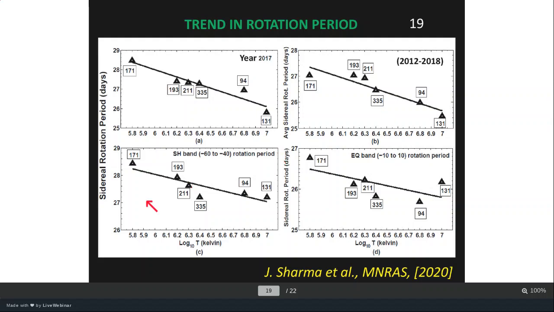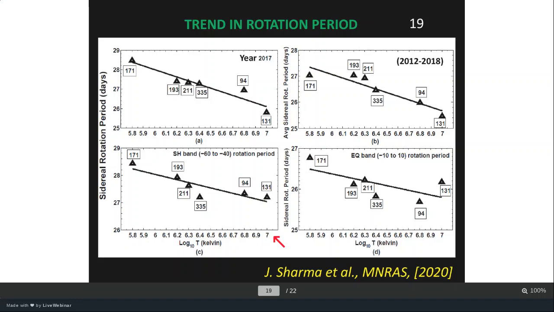Panel C shows the hemispheric band rotation period. Here, the southern hemispheric band, which is the average of -60, -50, -40, has a downward trend in sidereal rotation period with respect to increasing temperature from 10 to the power 5.8 to 10 to the power 7 Kelvin.